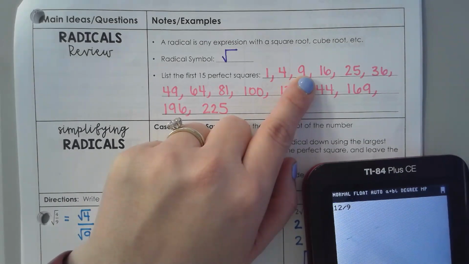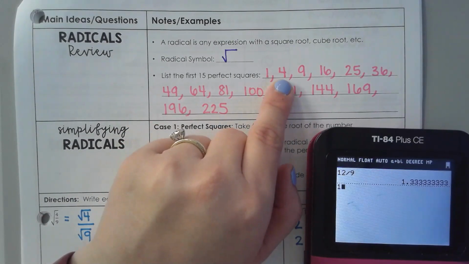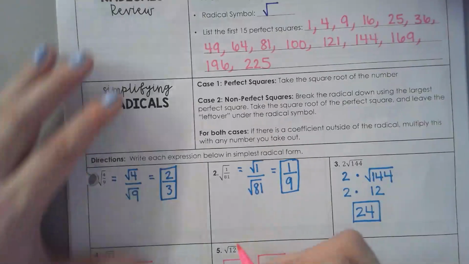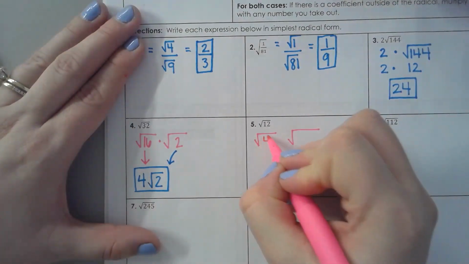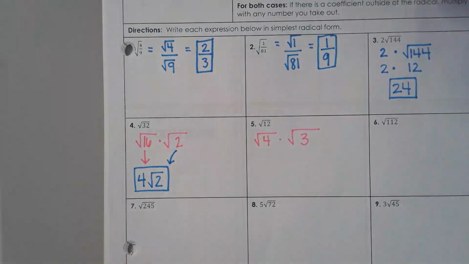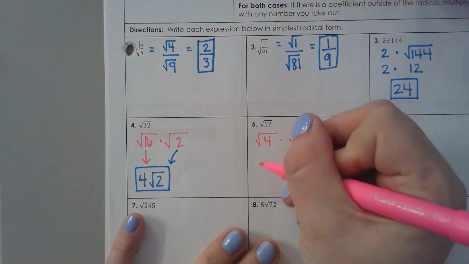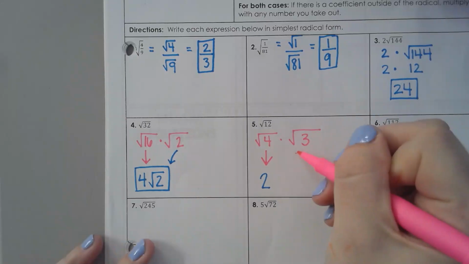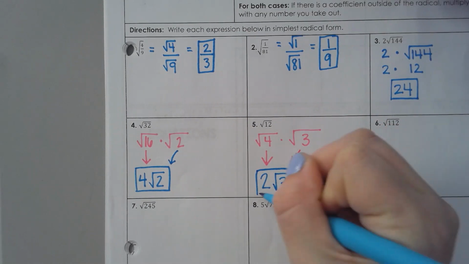12 divided by 9. Does 9 go evenly? No. 12 divided by 4. It goes evenly. So I'm going to make this the square root of 4 times the square root of 3. And what is the square root of 4? It's 2. And then bring down your other one, square root of 3. Good.